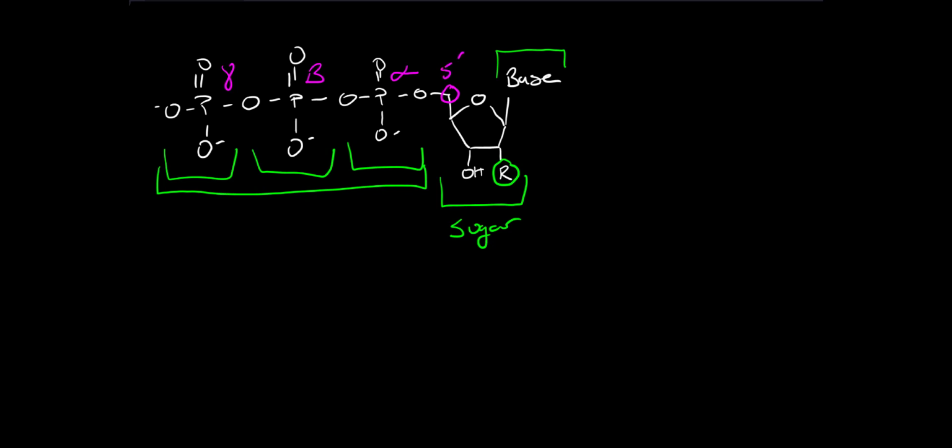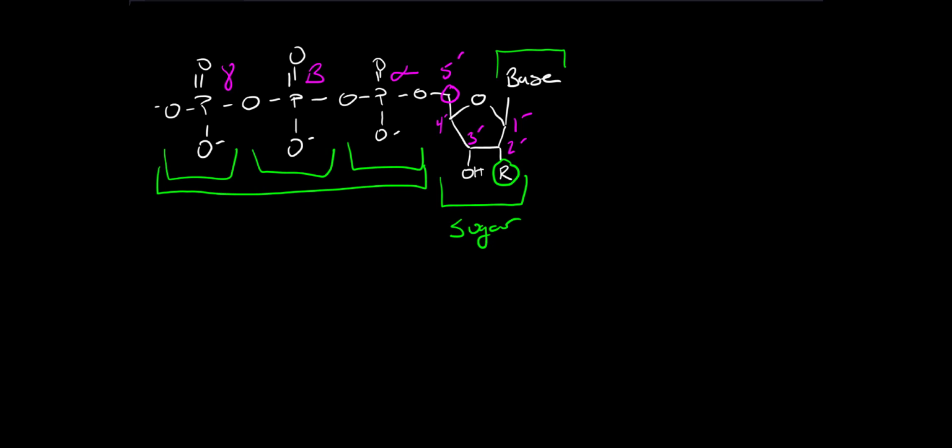So the numbering system is fairly straightforward. 1' is always the carbon attached to the nitrogenous base. 2' is the carbon that determines whether we're dealing with ribose or deoxyribose. 3' carbon always has a hydroxyl attached to it. 4' is the carbon that closes that circle. And then the 5' carbon is the one that's attached to our phosphates.